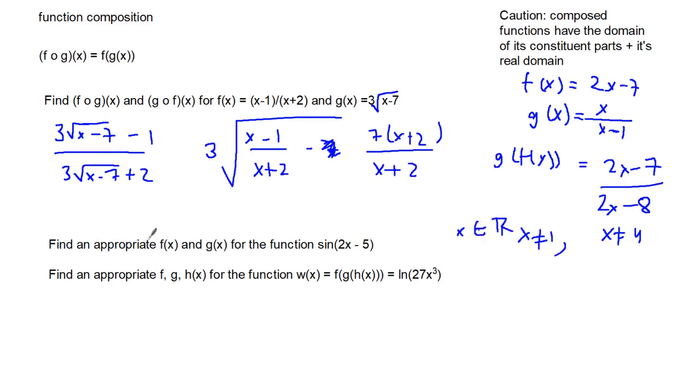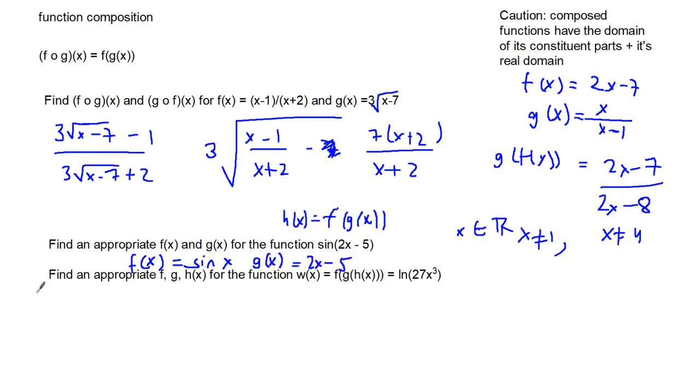To find an appropriate f of x and g of x for this function, sine of 2x minus 5, let's say h of x is equal to f of g of x, right? This is just to formalize things. So f of x is equal to sine x, g of x is equal to 2x minus 5. Pretty obvious, because when you put 2x minus 5 inside sine x, you'll get sine of 2x minus 5.